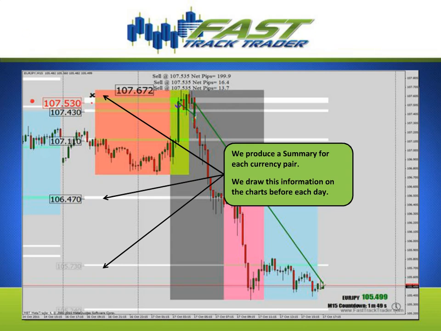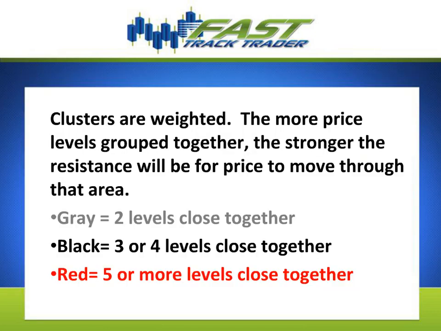Each evening, as the US session closes and before New Zealand opens or before the Tokyo session comes online, we produce a summary for 22 currency pairs. And with that summary, we color code our thermal grids red, black, or gray. And we'll talk about what that means in just a moment. But either way, it's absolutely amazing how price comes to these levels and just respects it, just interacts and respects it. The clusters are weighted.